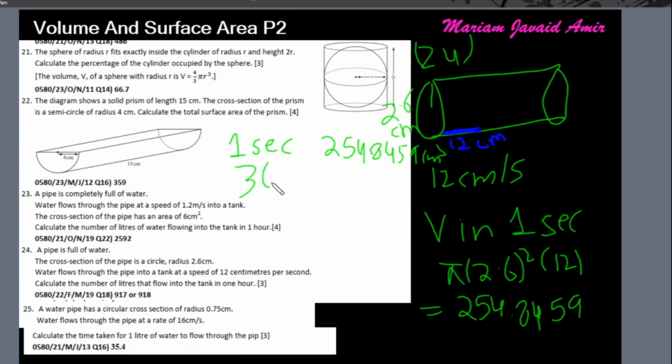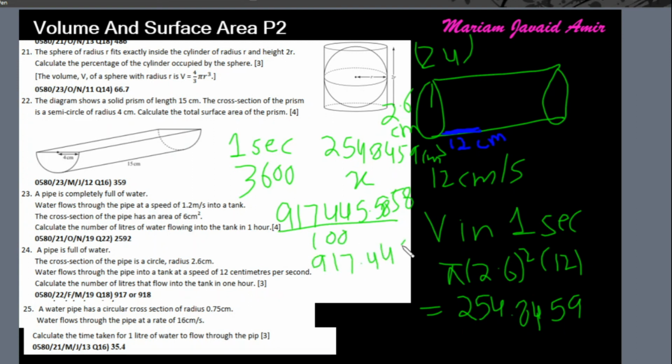again in 3600 seconds. How much water is flowing? So answer times 3600, which gives us 917,445.5858 centimeter cubed, divided by 1000, we get 917.445, which rounded off to 3 significant figures is simply 917.